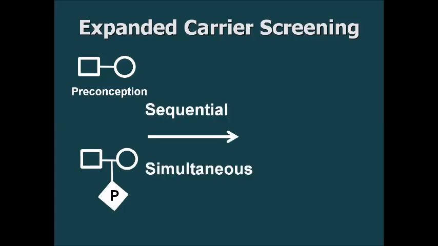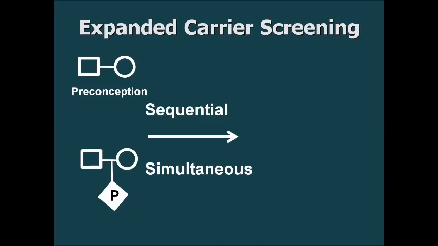Expanded carrier screening, we all recognize, has the same opportunity as cystic fibrosis screening to provide information to couples in a sequential format or simultaneously. The sequential approach refers to the idea that we would screen first the female as part of this couple, and then we would move forward and, depending on the results obtained, after screening the female, we would screen the male.